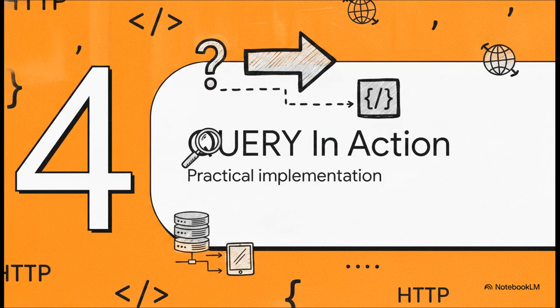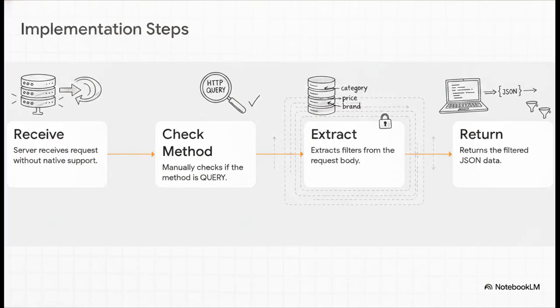Section 4. Seeing query in action. So how does this actually build out practically, say in a Node.js and Express environment? Well, because the standard is so new, popular frameworks like Express don't actually have native built-in support for an app.query method just yet. But the implementation is super straightforward. You essentially just set up a manual handler. When your Express server receives a request, it checks if the method string strictly equals query. If it does, it extracts all those complex category, price, and brand filters directly from the request body, just like a POST request, and then securely returns your filtered laptop data.